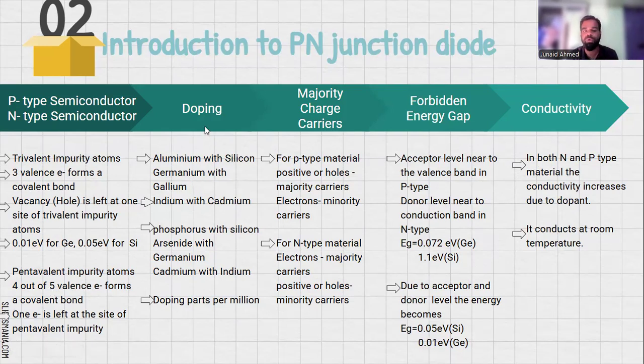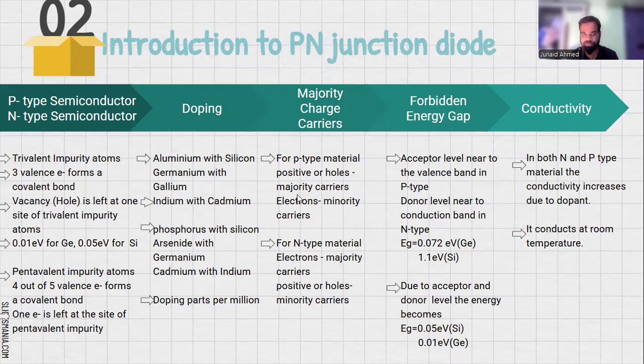Okay. So doping means adding of impurity. Here for making p-type semiconductor, we have to add trivalent impurity. For n-type material, we have to add pentavalent impurity. So aluminum with silicon makes p-type semiconductor, and phosphorus with silicon makes n-type semiconductor.